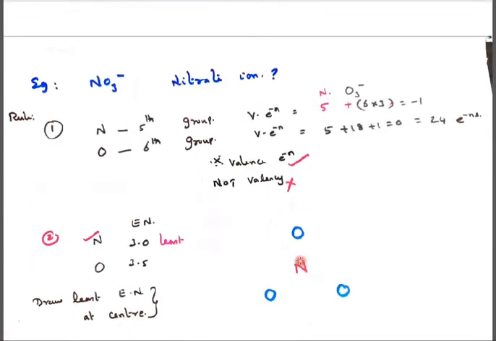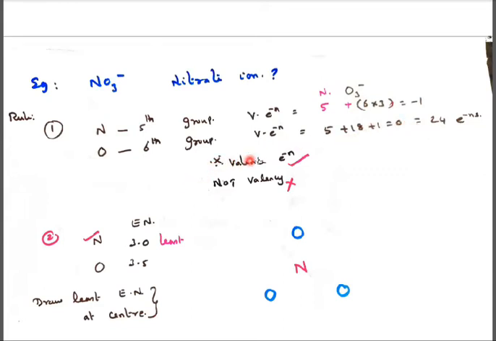Let us see one example, NO3 minus, the nitrate ion. Nitrogen is in the fifth group and oxygen is in the sixth group. The valence electrons are 5 for nitrogen, and 6 for each oxygen, so 6 into 3. The total charge is -1. So 5 plus 18, plus 1 for the -1 charge, totally 24 electrons.